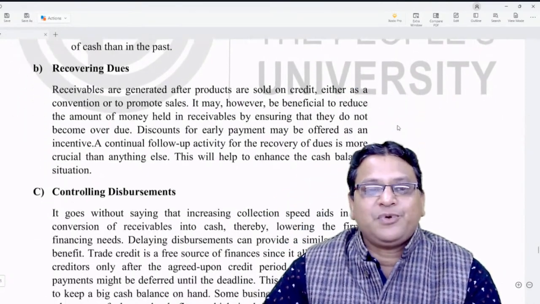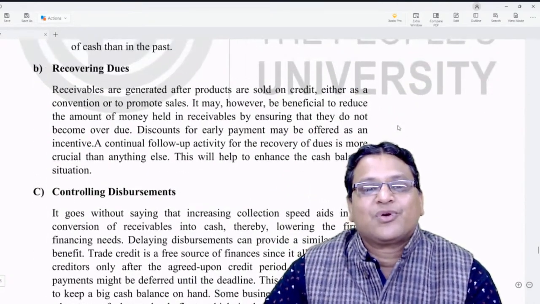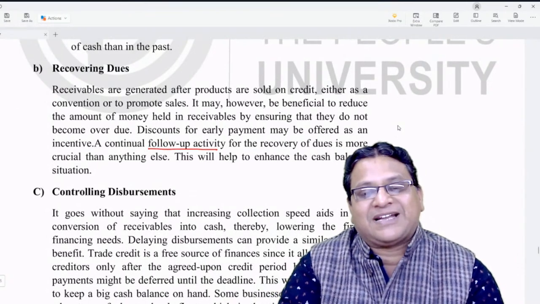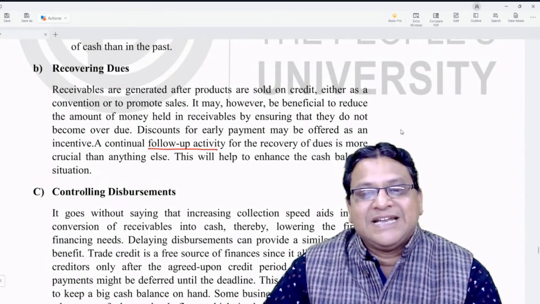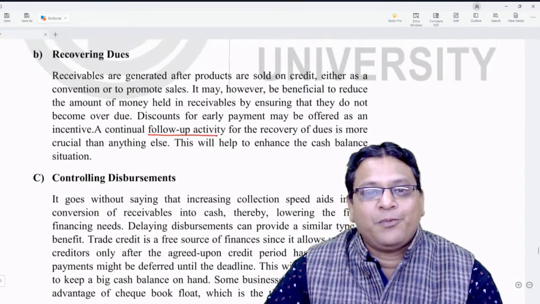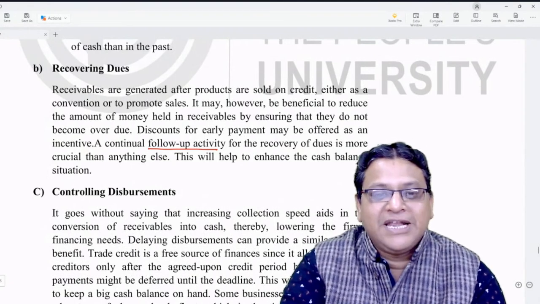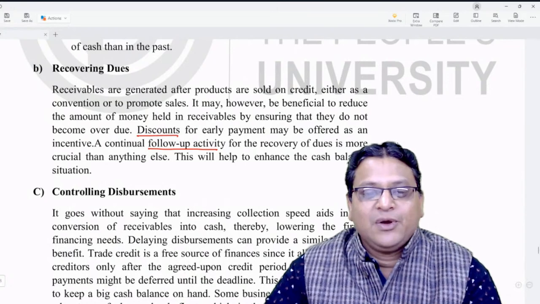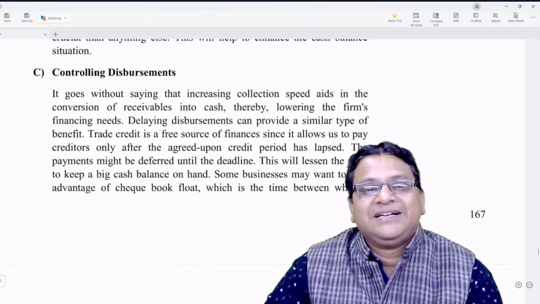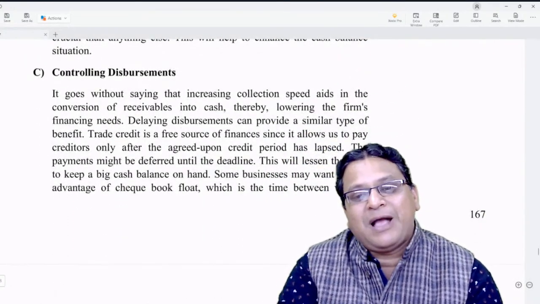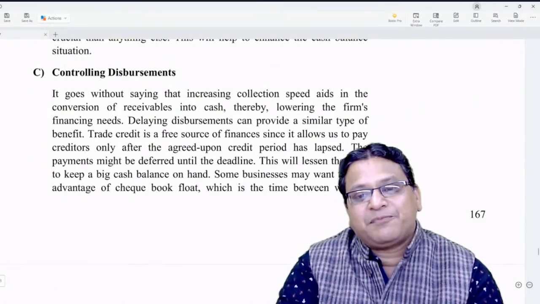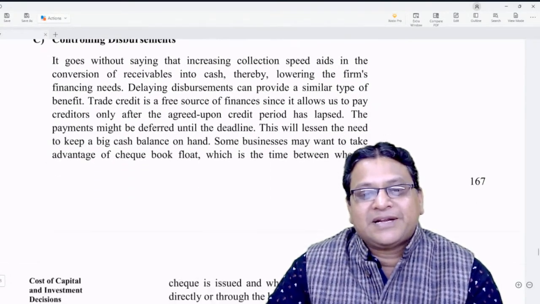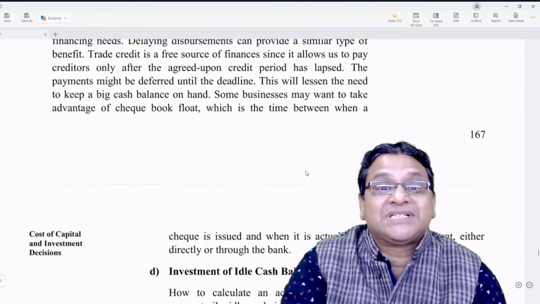Next, we have to recover the dues in proper time. We must have a continual follow-up activity for collection from debtors. We have to provide a discount for early payment of cash so that we get our money back quickly. Then we have to delay the disbursement of cash. Suppose we have a target of 15 days after which we have to pay the money. We will try to pay it on the deadline, without missing the deadline.